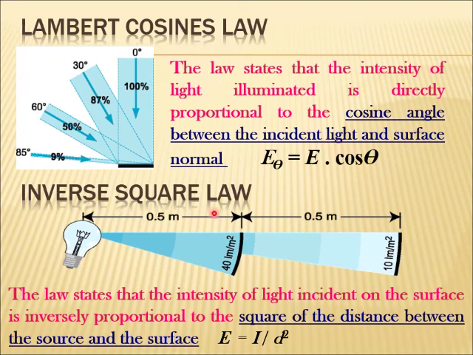The inverse square law states that the intensity of light incident on a surface is inversely proportional to the square of the distance between the source and the surface. So as the distance between the source and surface increases, the intensity of light falling on the surface decreases.